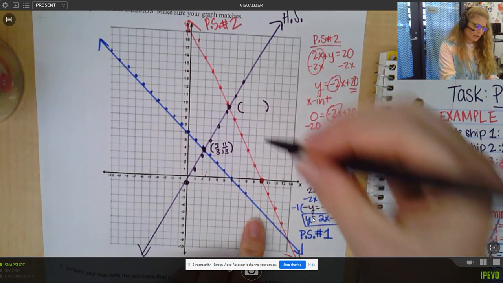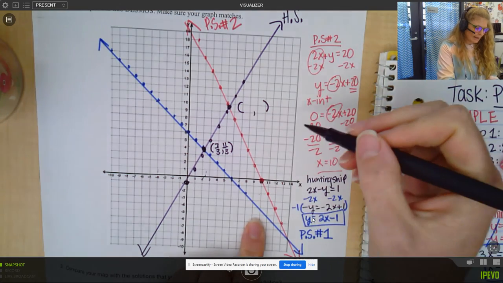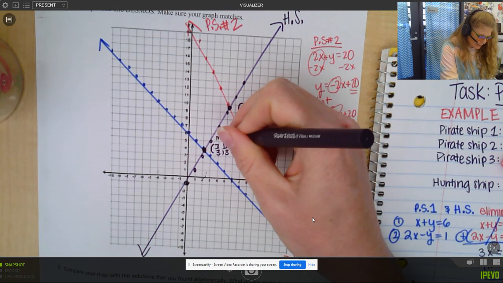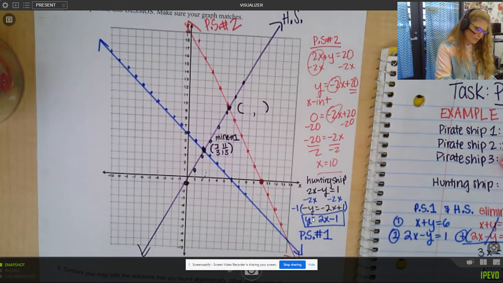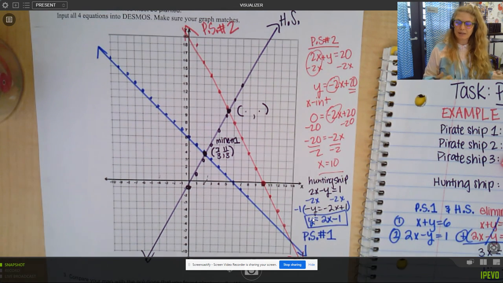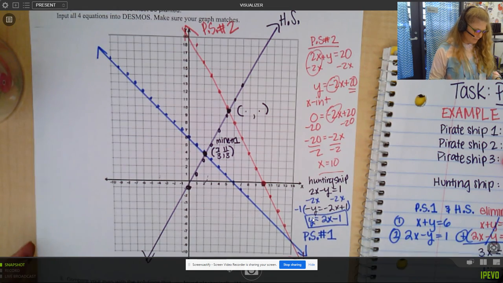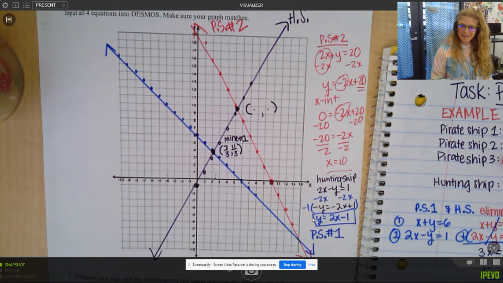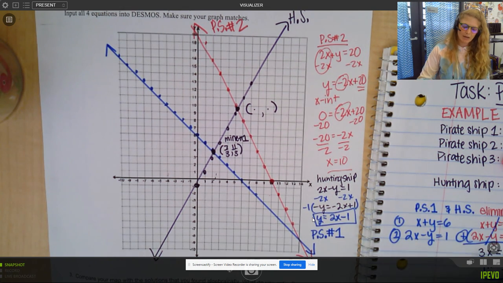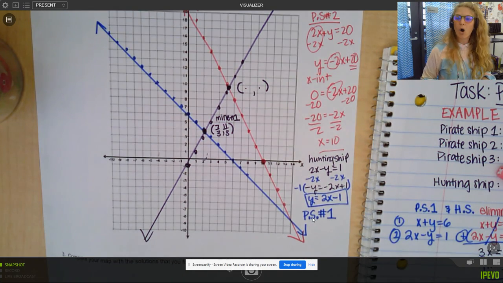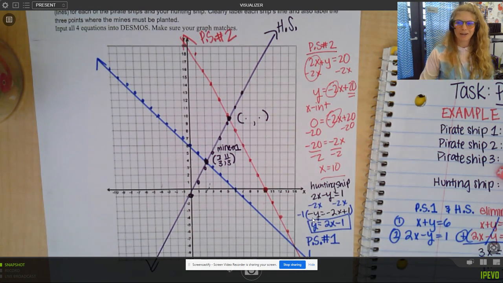Wonderful. So then, of course, you would label your other mines. And I guess we could label this mine number 1 for pirate ship number 1. And I could label this mine with whatever coordinates we found algebraically with substitution or elimination. From there, make sure to answer the other two questions. When you are turning this in, make sure the scan or your upload is legible and include all the work that you needed to show to complete. Best of luck, pirate hunters!